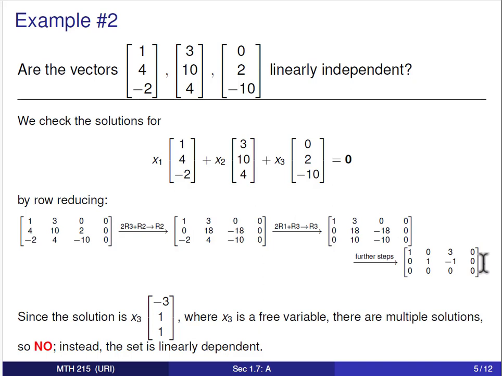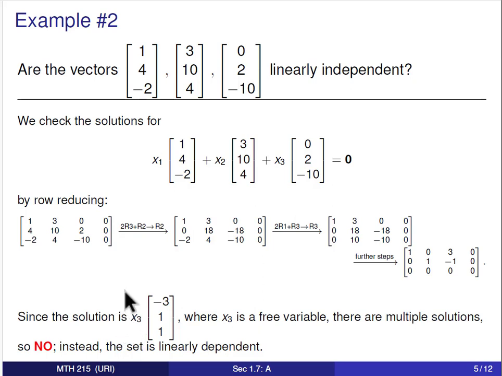Now the question was, what can we say about these coefficients? And we can see that x1 plus 3x3 is equal to 0, so x1 is equal to minus 3x3. Similarly, x2 is equal to positive 1x3, and x3 is a free variable. So we end up with a solution.